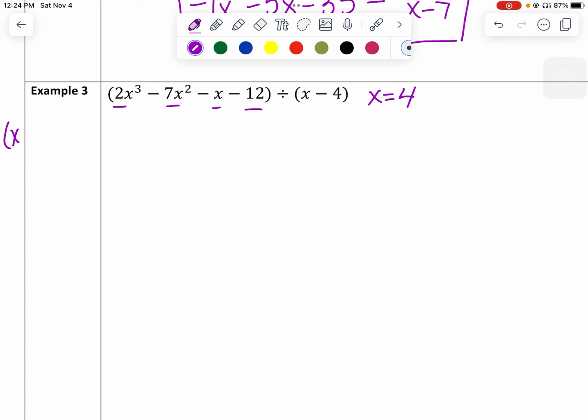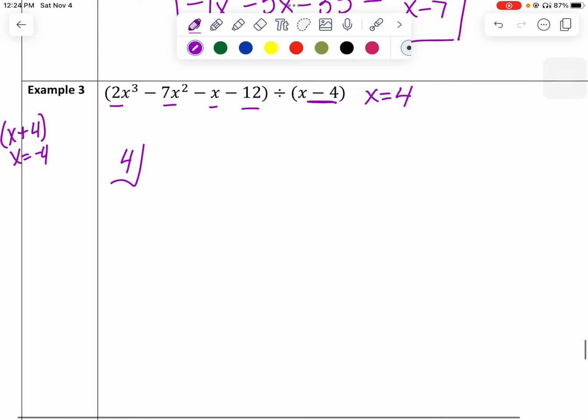Keep in mind, if you were dividing by x plus 4, then you would be plugging in x equals negative 4. So you're going to solve your factor for x before you plug it in. So it's going to be the opposite of what it looks like when you see it. So you're going to plug in positive 4. Had it been plus 4, then you would have plugged in negative 4.